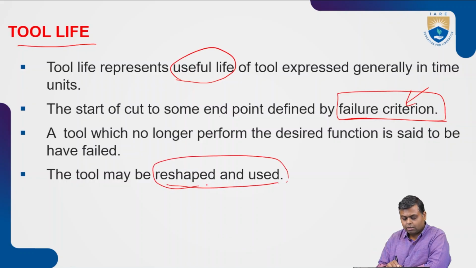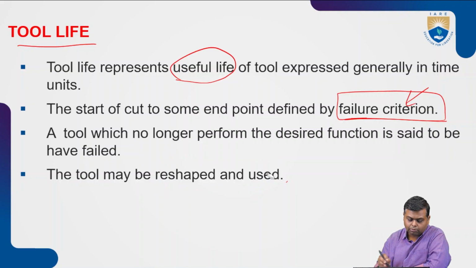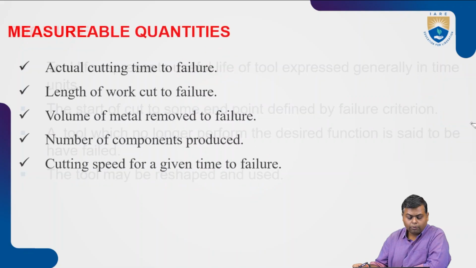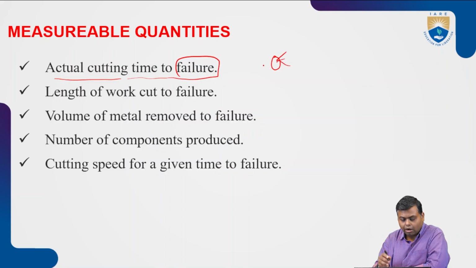The tool may be resharpened and used. This is the other thing. But before resharpening, how many components we have machined or how much time it has taken to make the operation successful, that is where the term tool life comes into action. Now, measurable quantities for tool life: generally actual cutting time to failure. Failure in the sense of the angles which are present on the tool. If any angle has been disturbed or the tip of the tool has got blunt, that means the tool is a failure tool.